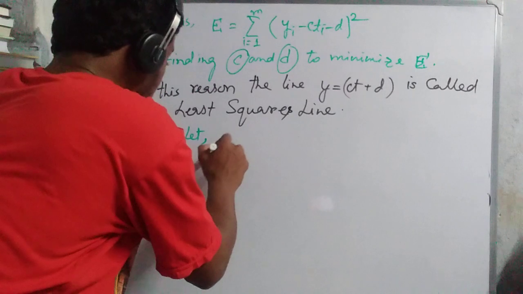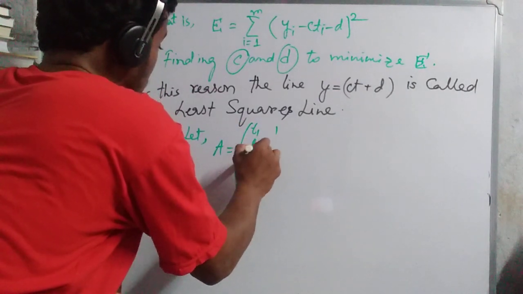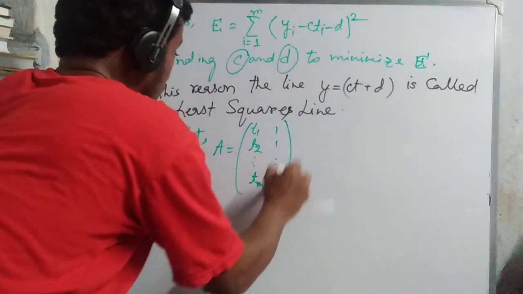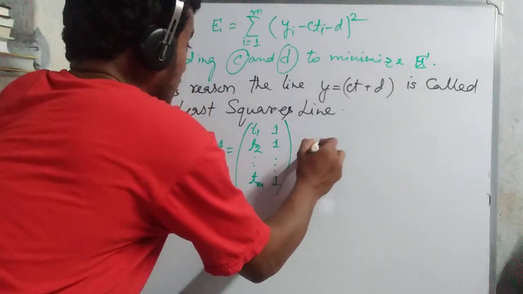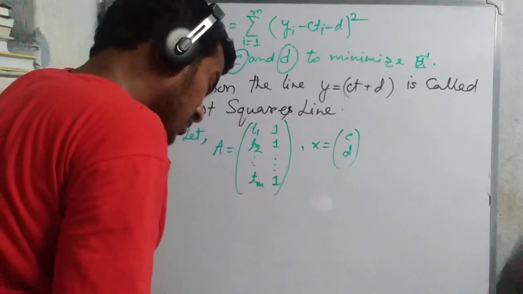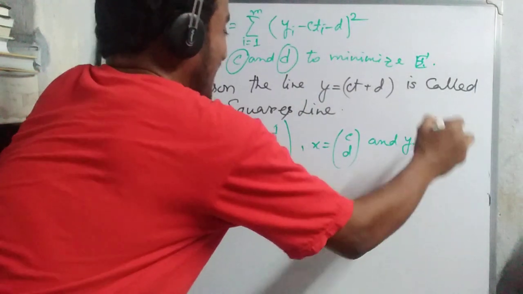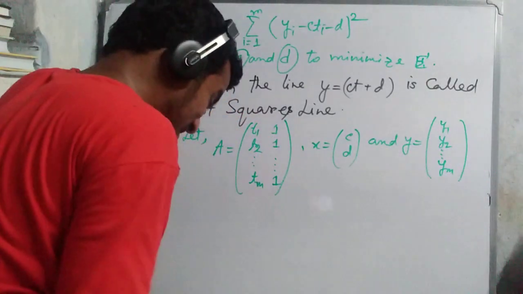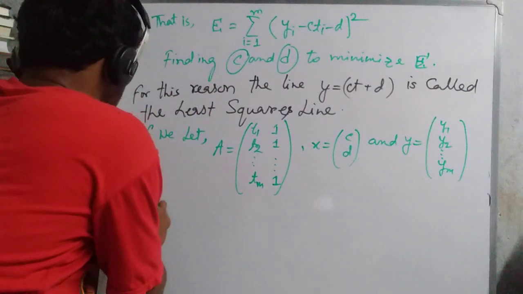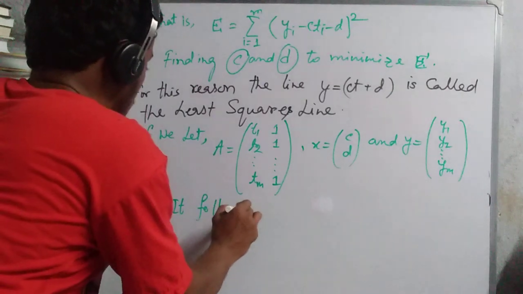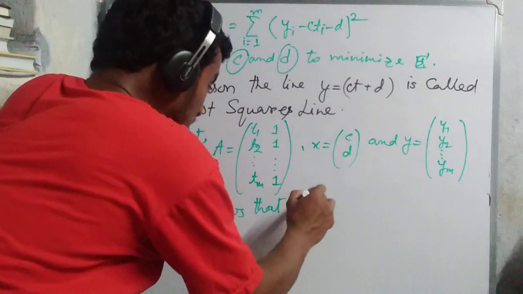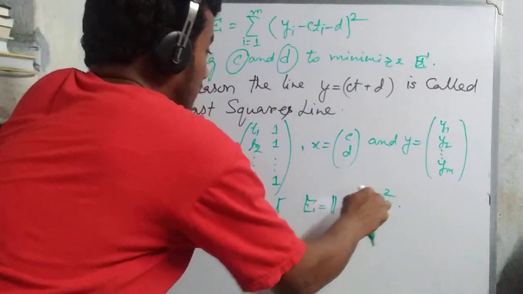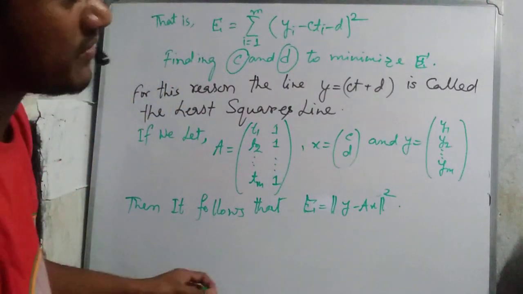If we let A equal to the matrix with rows t_1 1, t_2 1, dot dot dot, t_m 1, and here x equal to (c, d) and y equal to (y_1, y_2, dot dot dot, y_m), then it follows that E equal to the norm of y minus Ax, square.